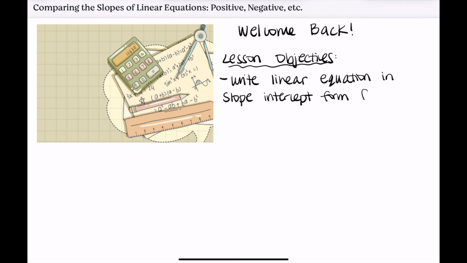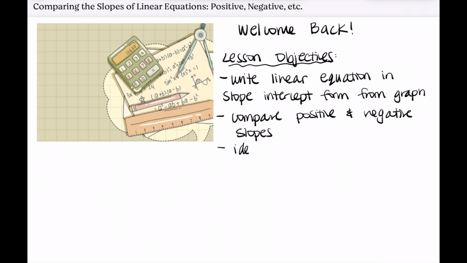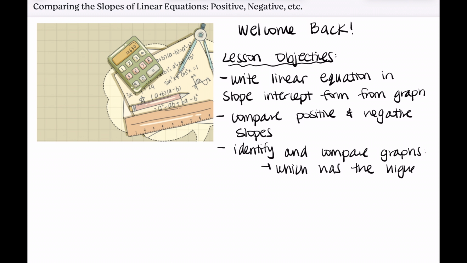So to start off, we are going to write linear equations in slope-intercept form given a graph. These are going to be simple equations just to start off with, but we will be able to go from the graph to the linear equation. Once we do that, then we will get into comparing positive and negative slopes graphically. And then last but not least, in our lesson for today, we will identify and compare graphs. We will be able to determine which graph has a higher slope and which one has a lower slope.